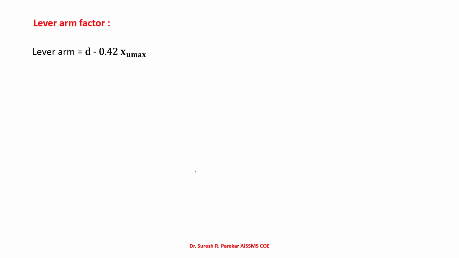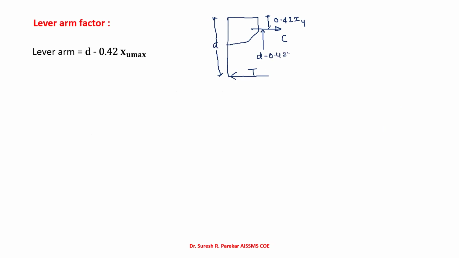Then we can have lever arm factor. So as we know, if you remember your diagram of compressive force and tensile force, we have somewhere here C, and here we have T. And then we have this distance that is equal to d. Now we have calculated this value from top and we got it as 0.42 xu. And what is lever arm? So lever arm, that is the distance between the two parallel forces which are equal in magnitude and forms a couple which is known as moment of resistance.